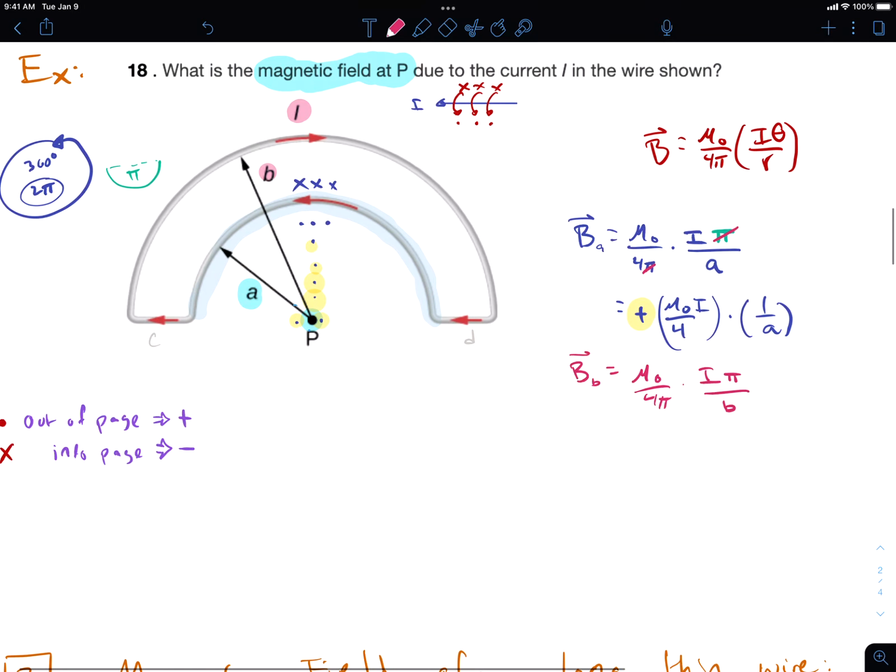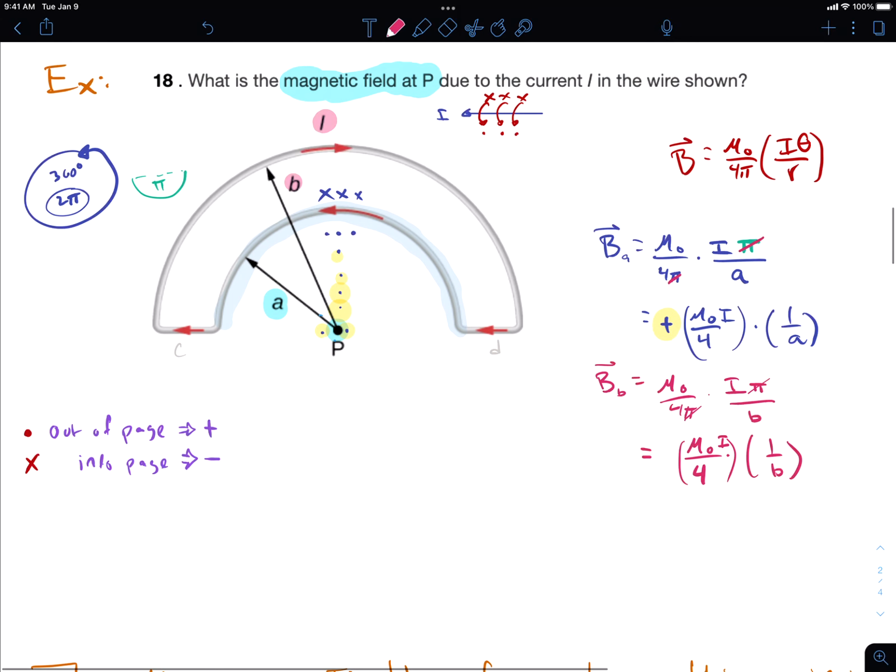So we have this, and again we get mu naught over 4, because these cancel, and I have times I, so we put all this together, times 1 over B. Again, we did the same sort of factoring out that we did before, but the big difference here is that when you do your right-hand rule for B, your thumb is going to be going from left to right now. So if you curl your fingers, you should be curling them the other way due to this right here.